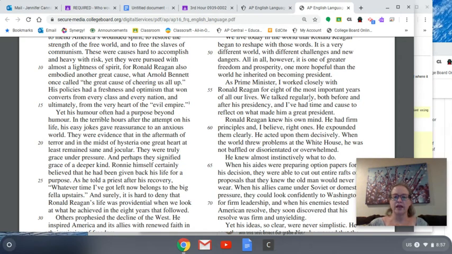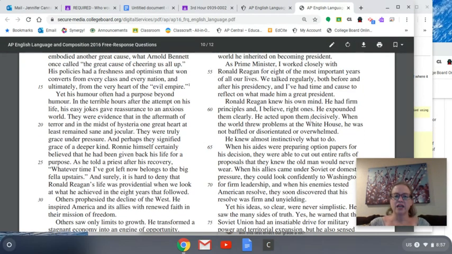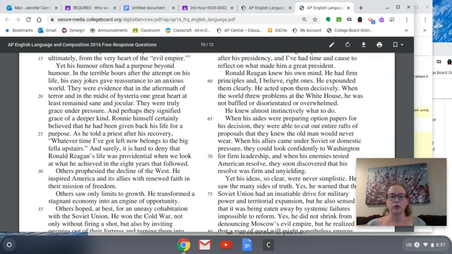Ronald Reagan knew his own mind. He had firm principles. Ooh, that really goes with candid and tough. Firm principles. And I believe right ones. He expounded on them. He expounded them clearly. He acted upon them decisively. Acted, decisively. When the world threw problems at the White House, he was not baffled or disoriented or overwhelmed. He knew almost instinctively what to do.